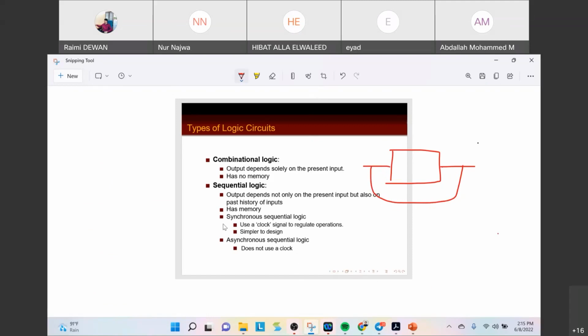Okay. So synchronous sequential logic is where we use the clock signal. Okay, a clock signal is a signal that has a fixed period. Okay, this is a clock. Okay. So if you have rising edges, this is your rising edge, which is the positive, and you have the negative, which is the falling edge.